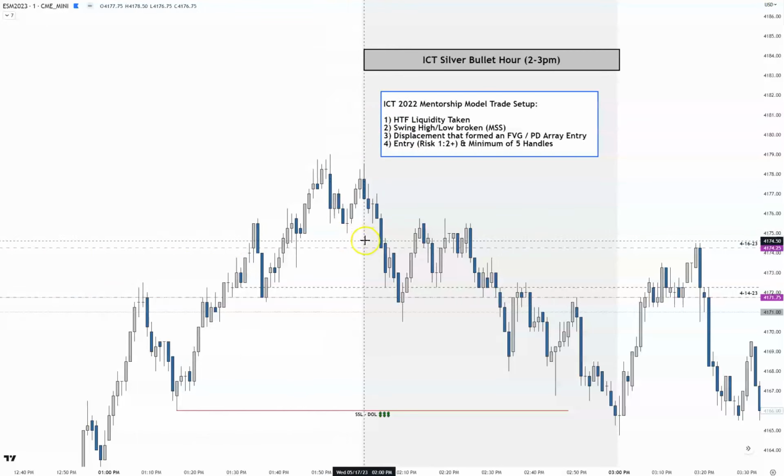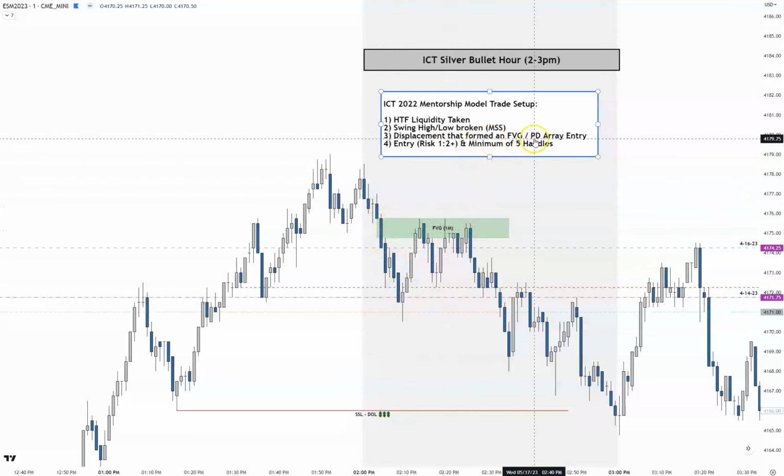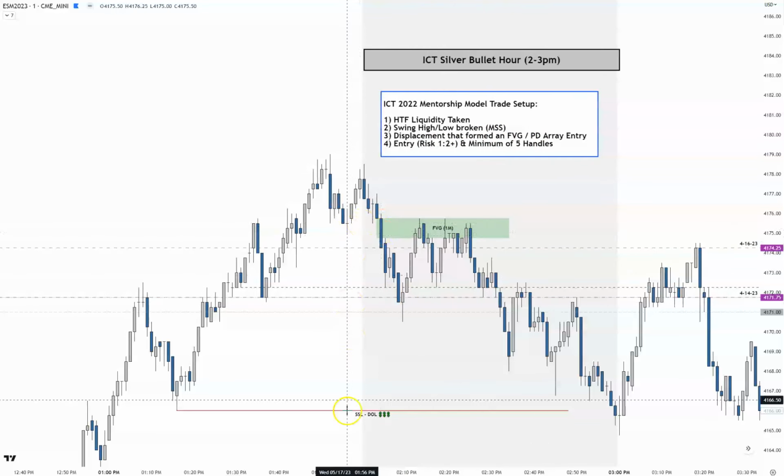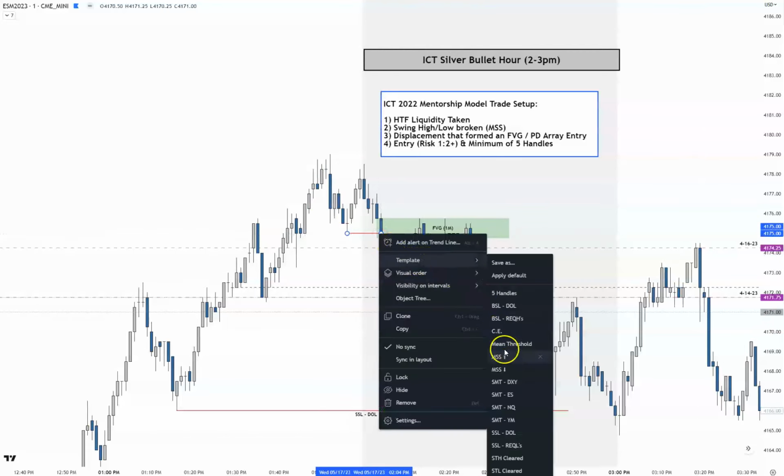Okay. So now we have a short-term low right here. We have a swing low here. We have a swing low here. Price comes up and then it comes down. You have displacement. Okay. So right here you have your fair value gap. Displacement that formed a fair value gap. Right here we have higher time frame, I don't have it on here. Here's our market structure shift right here to the downside.